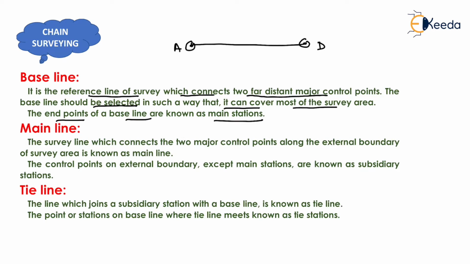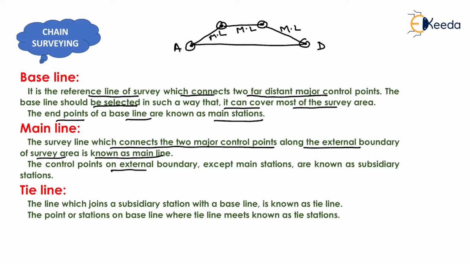Now the next one is main line. The survey line which connects the two major control points along the external boundary of survey area is known as main line. It means that the line which connects the main station with subsidiary stations, or the line which connects two subsidiary stations, are known as main line. So these lines are known as main lines. The control points on external boundary except main stations are known as subsidiary station. It means that these stations are known as subsidiary stations.